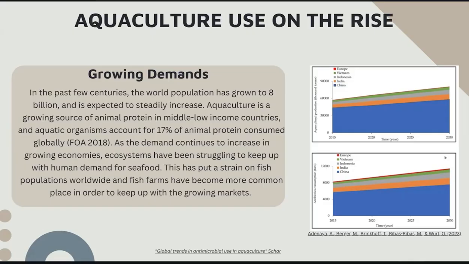And if you look at the graph to the right, the top graph shows aquacultural production from 2015 projected to 2030. And between 2015 and 2030, it is expected to rise around 33%. And China makes up over half of all aquaculture production. And the bottom graph shows antibiotic consumption, and I will talk about that further down the slides.